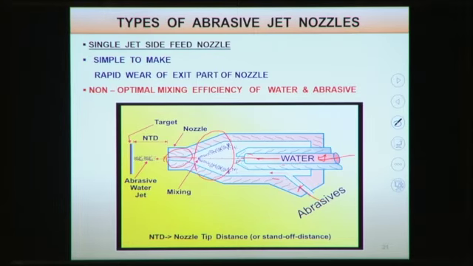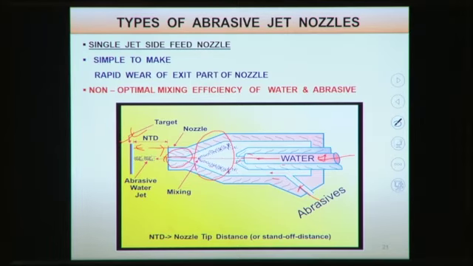From here to here, this is called the nozzle tip distance or stand up distance. It has huge importance. By changing this nozzle tip distance, you can change your material removal rate. You can also change the kerf width and accuracy of the machined surface. Different other things can also be changed by changing this nozzle tip distance. And this is the target or workpiece here.